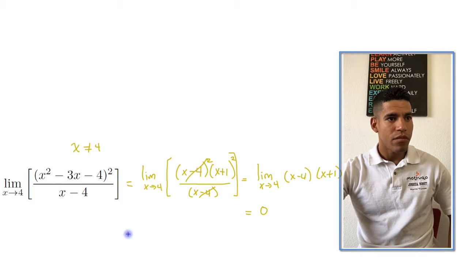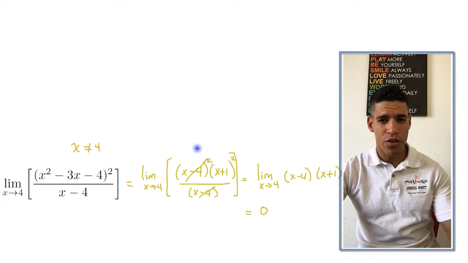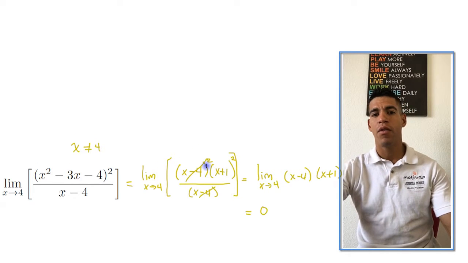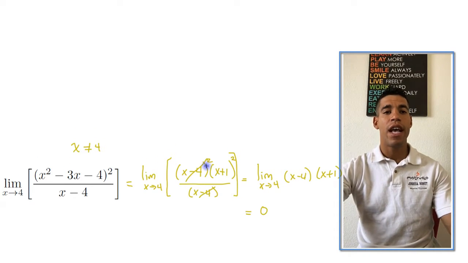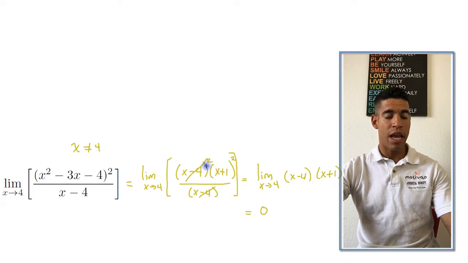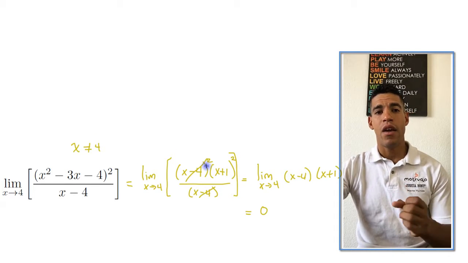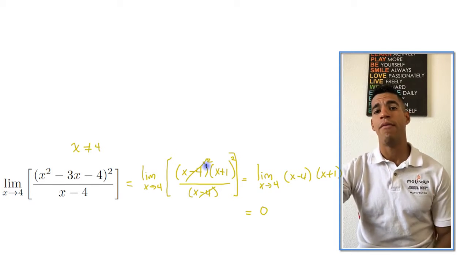Again, this one, I'm not going to go into too deep how it's going to look like. You can graph it in your graphing calculator and see that it's basically a parabola with a hole in 4. Okay?